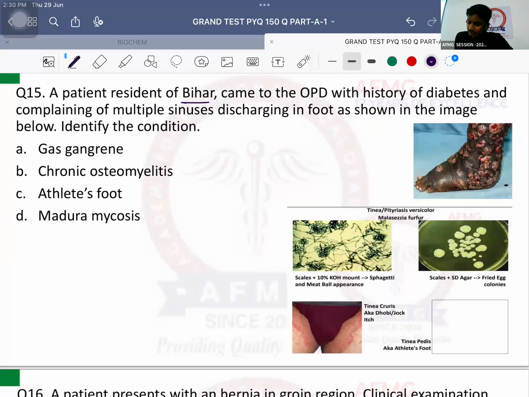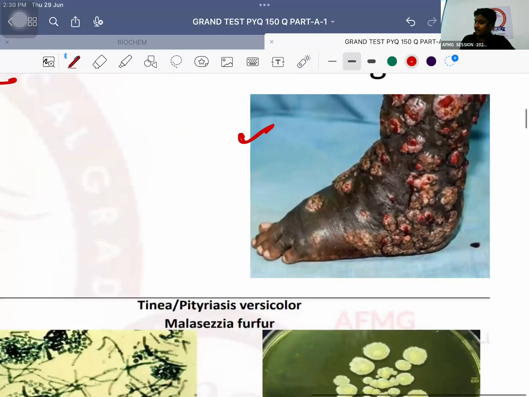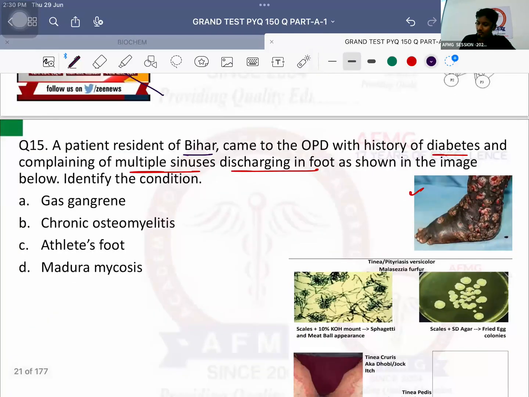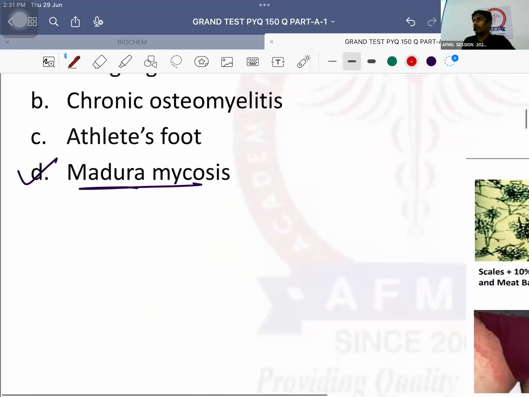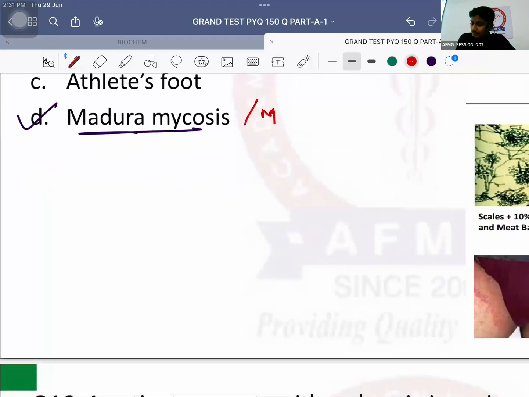Question number 15. A patient who is a resident of Bihar came to the OPD with a history of diabetes and complaining of multiple sinuses discharging in the foot. What are they discharging? They are usually discharging pus itself. Images are given below. Identify the condition. It is a very easy case of Madura mycosis, also called Madura foot usually, and most important, also known as mycetoma.